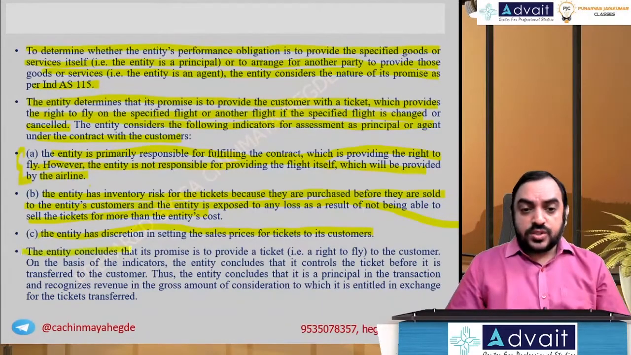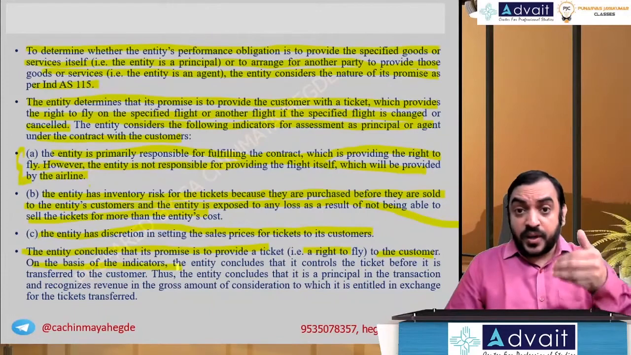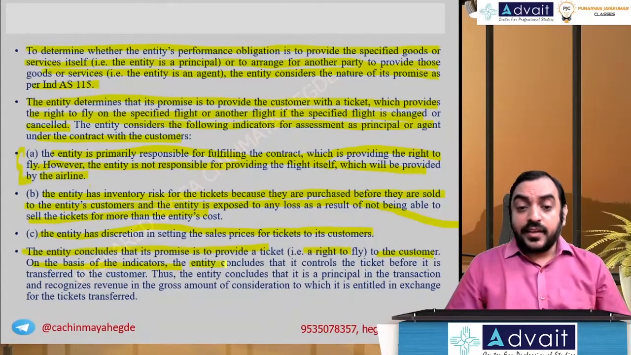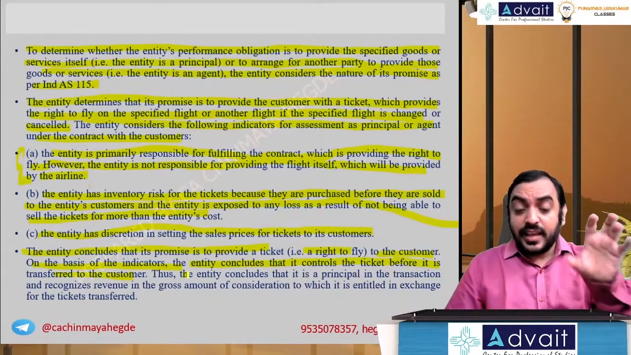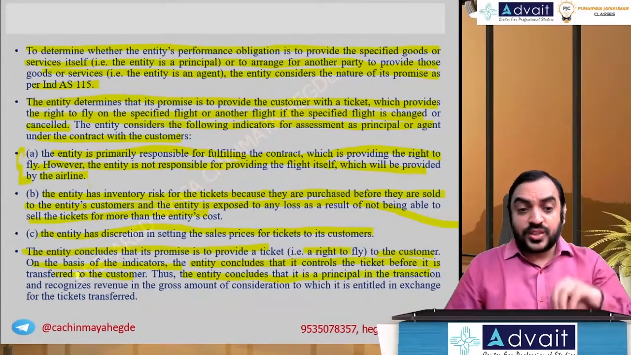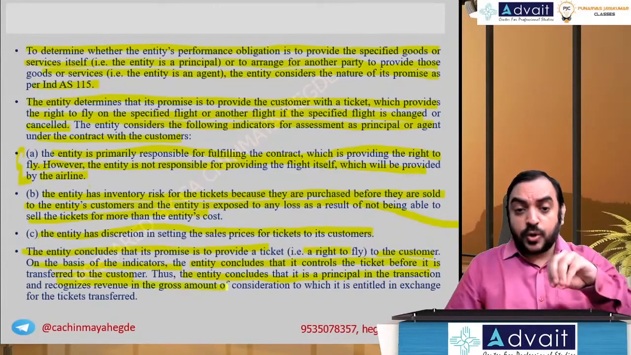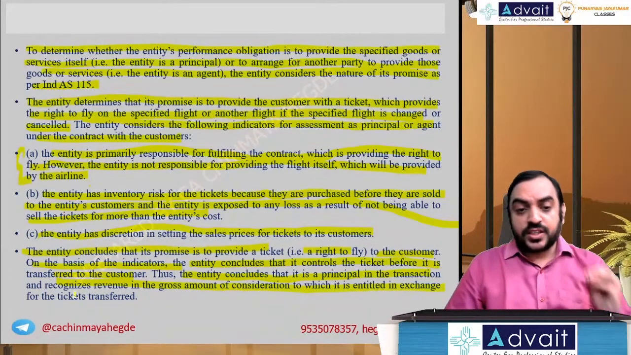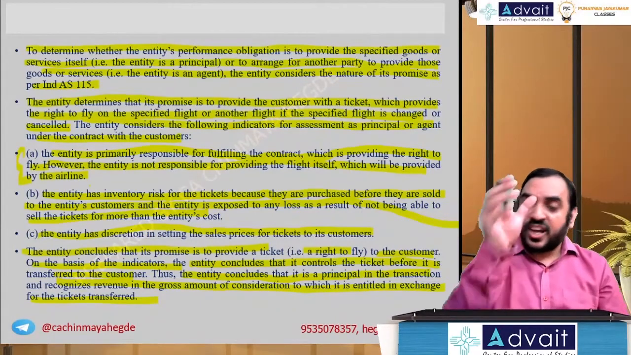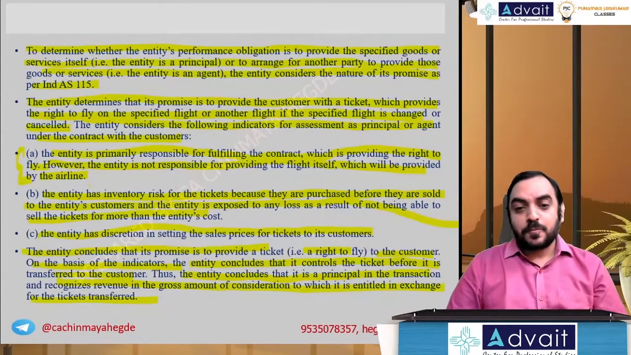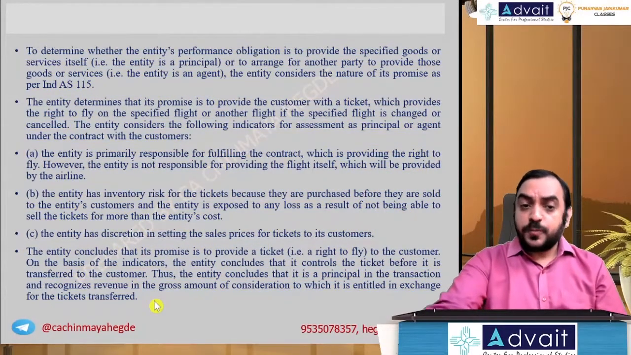The entity concludes that it promised to provide the air tickets, the right to fly, to the customer on the basis of the indicators. Three points were there, two points satisfied. The entity concludes it controls the ticket before it is transferred to the customer. Thus, the entity concludes it's a principal in the transaction and recognizes the revenue in the gross amount of consideration to which it is entitled in exchange for the tickets transferred. So the sales value will be whatever amount is collected fully, and not just the commission amount. Okay. Anyway, I explained also. We have read also. Let's move on.